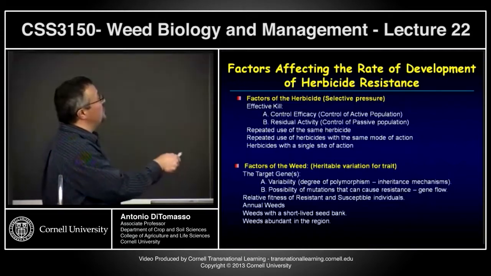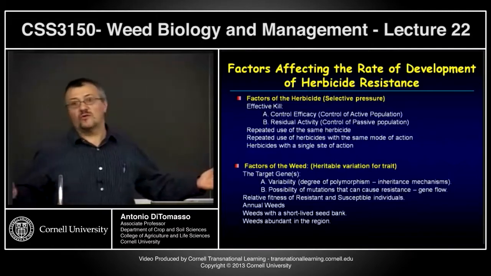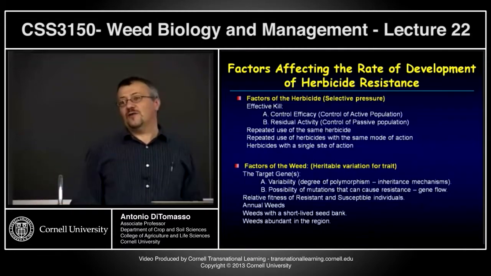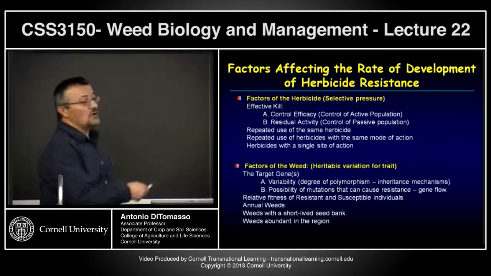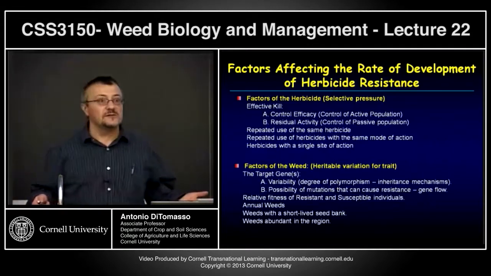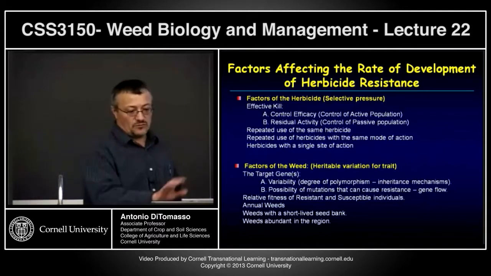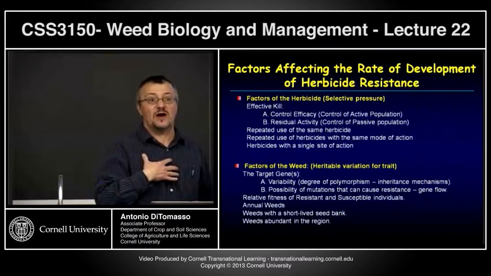We clearly use the same herbicide over and over with the same mode of action. This is what we're running into with glyphosate: Roundup Ready corn, Roundup Ready soybean. How could you not get development of resistance? That is just a no-no. And again, with herbicides with a single mode of action, we've seen it in the ACCase inhibitors. So these are factors that are selective pressures that we can modify.